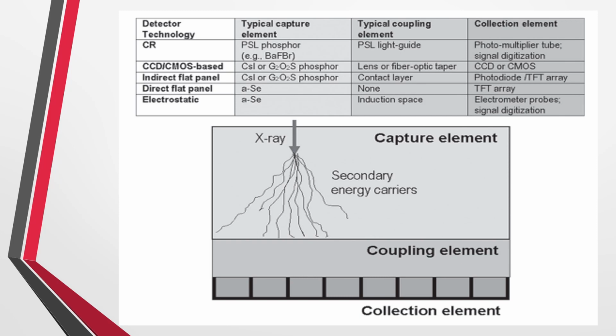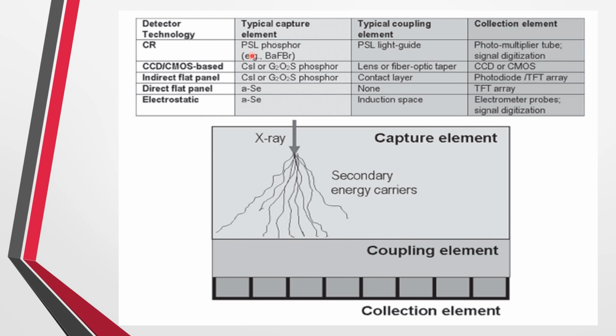Here we have a breakdown, and over the next couple of slides, we have a breakdown of the different technologies used. We have the detector technology: CR, CCD, CMOS based, and the indirect and direct. And there's this electrostatic, which is just a different classification of things. But it's here because the word may come up, even though we didn't talk about it at all.